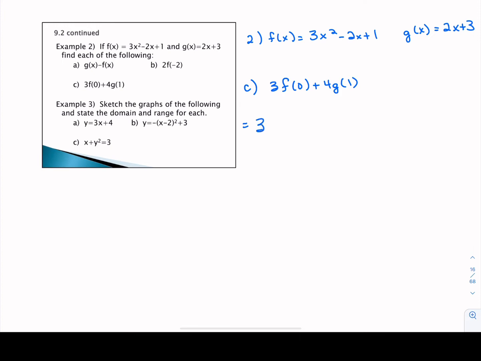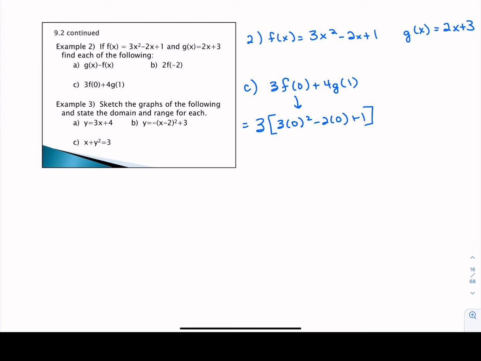We've got 3 times, in brackets, f at 0. So we're going to look at function f and replace all the x's with 0. So we'll have 3 times 0 squared minus 2 times 0 plus 1. So there's my, essentially, that's f at 0 inside those square brackets.